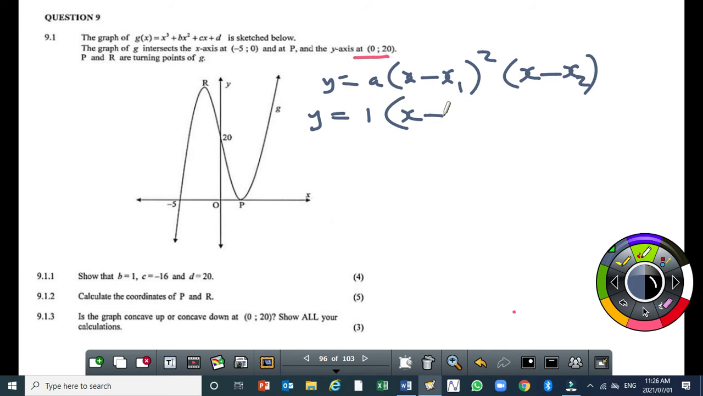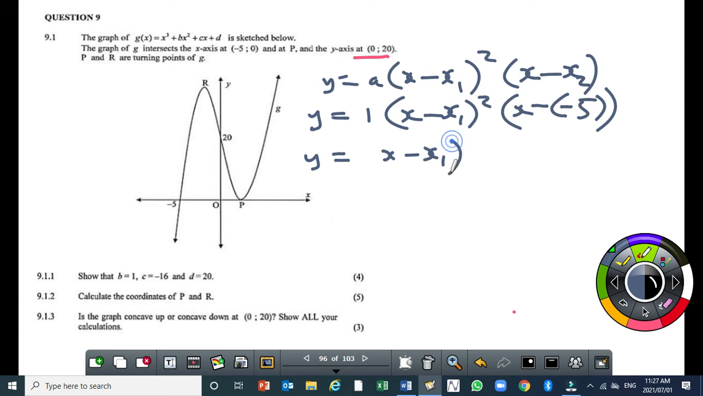So where there is x1, I'll put x1 squared. Then, where there is x, I'll put x. Where there is x2, I'll put minus 5. Like that. So if I simplify this, I'll get y equal to x minus x1 squared times x plus 5.